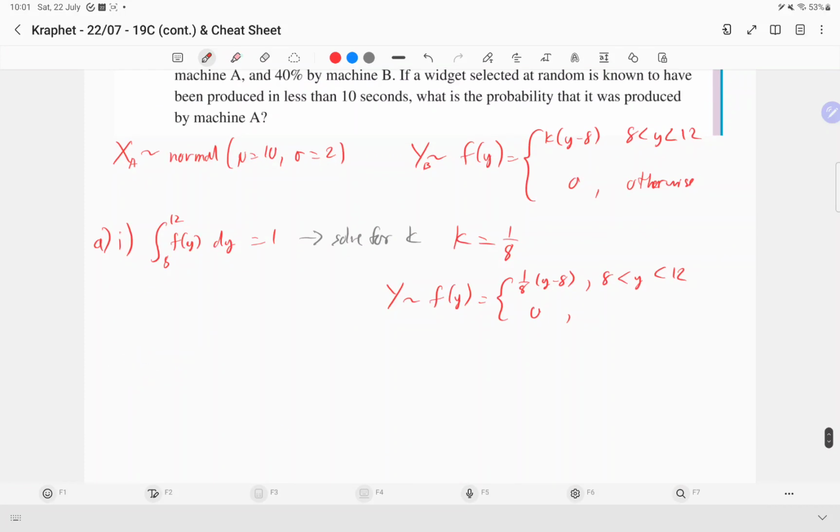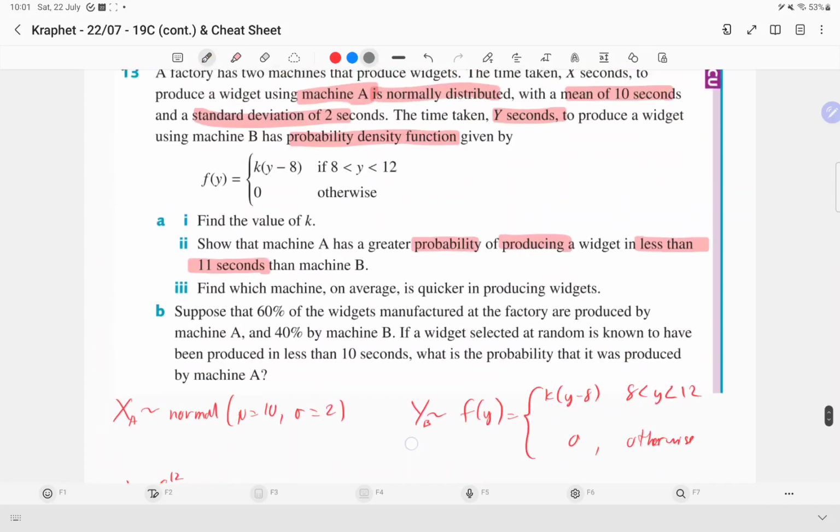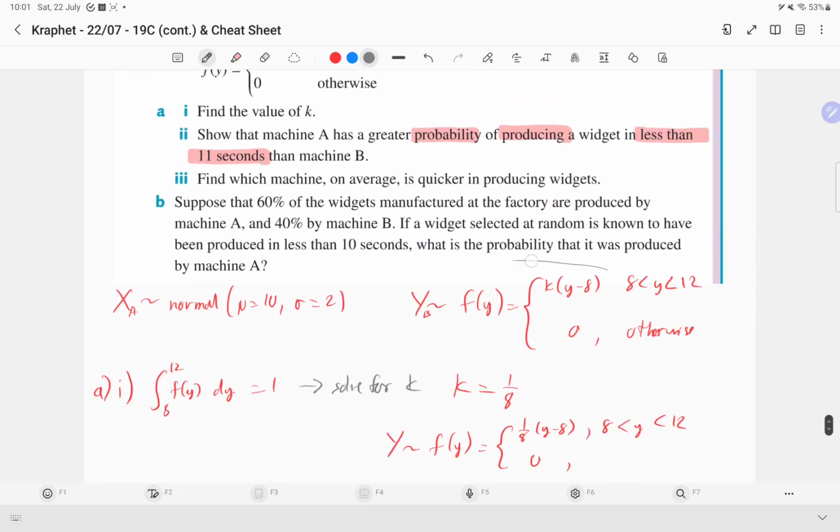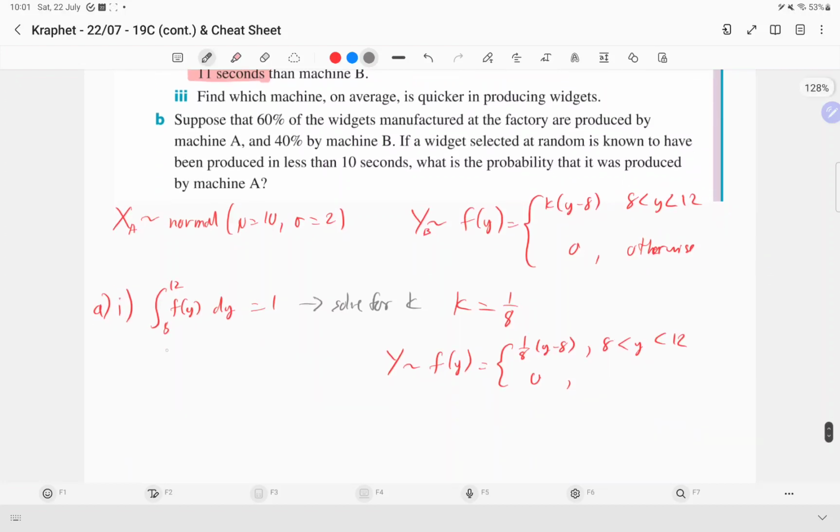All right. So A1 is relying on, note that there are 2 distributions, right? Y is a PDF, and when you have a parameter in the PDF, in order to solve for it, you need to use the idea that the total area is equal to 1. So you antiderive from the left hand side to the right hand side of the function, it has to equal 1, and then you solve for k. So it's the antiderivative from 8 to 12 of k times (y minus 8) dy, and this must equal 1.